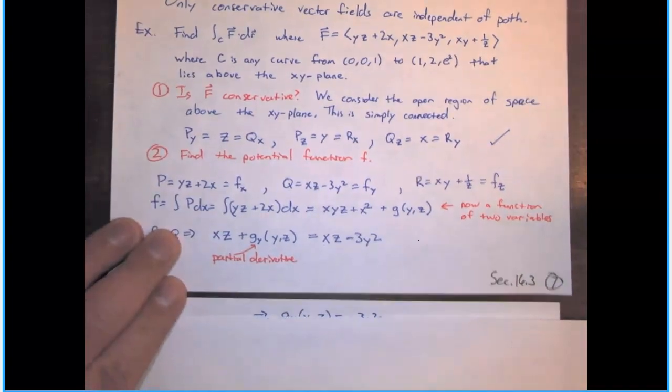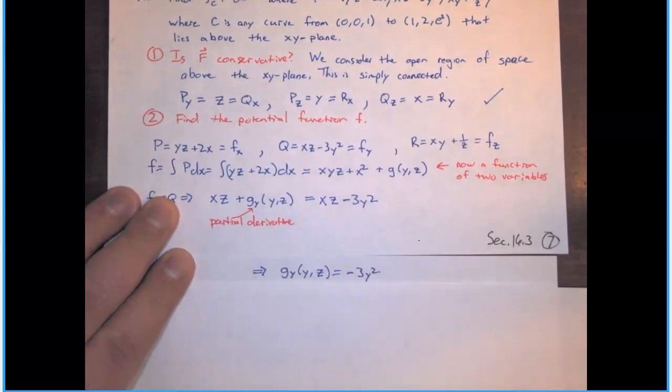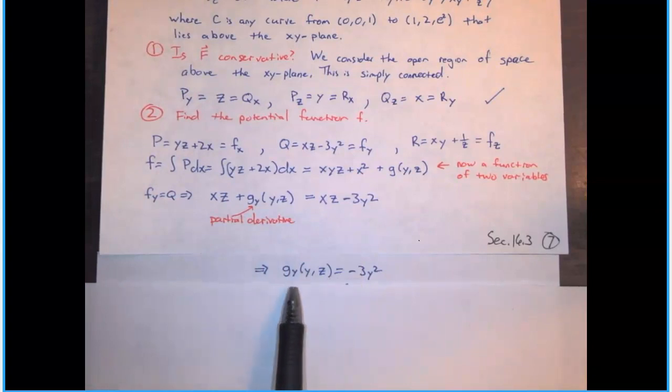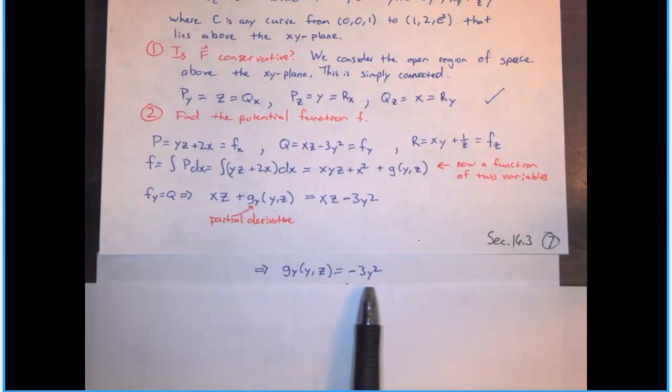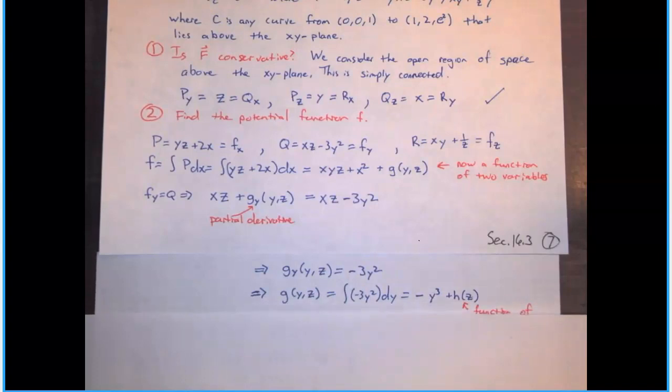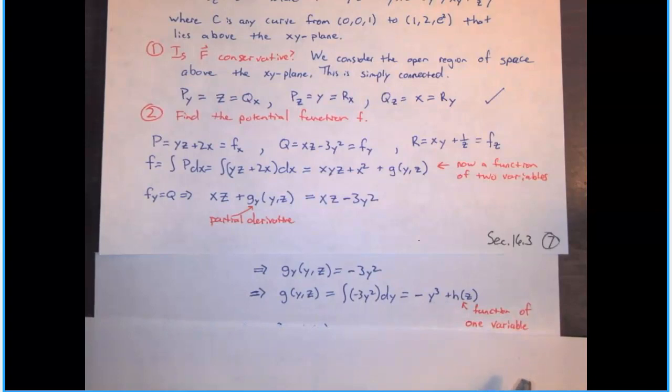And now I need to solve for the partial derivative and eventually recover g. So I can get rid of xz and xz. So that means the partial derivative of this g function with respect to y is equal to negative 3y squared. I want to recover g now, so I integrate with respect to y. If I integrate both sides with respect to y, here I just get g. I integrate negative 3y squared to get negative y cubed plus h of z. I might be missing a function of z. Now, why aren't there any x's here?